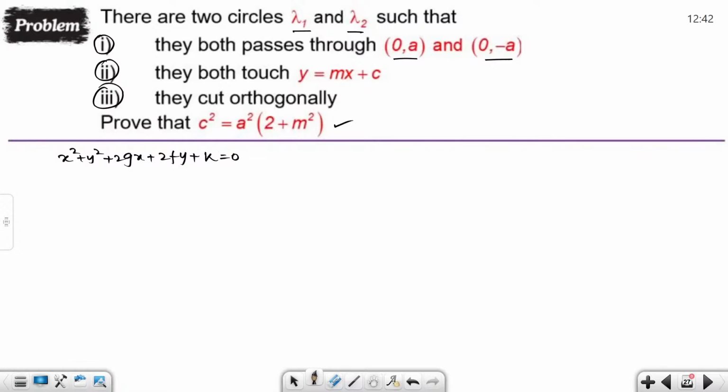Okay, so now this circle is passing through the point 0, a and 0, minus a. Hence it must satisfy this equation. Let me just put it.